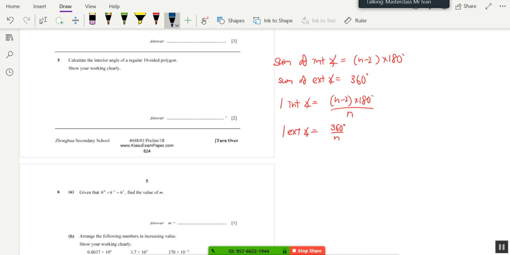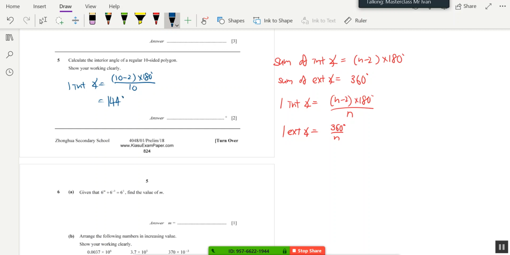That would be 10 minus 2 times 180 degree divided by 10. This one, just use your calculator. You'll get 144 degree.